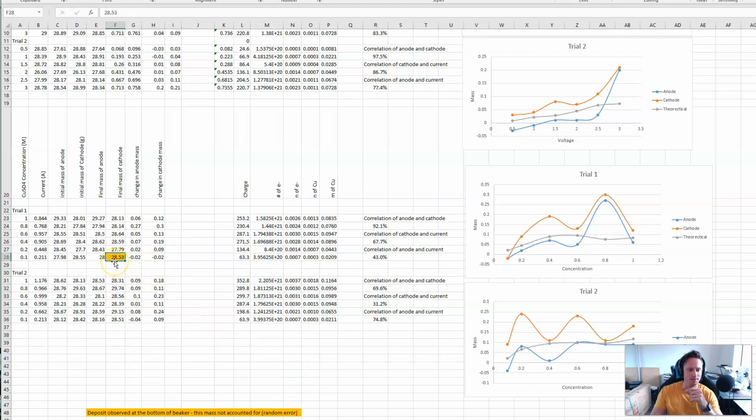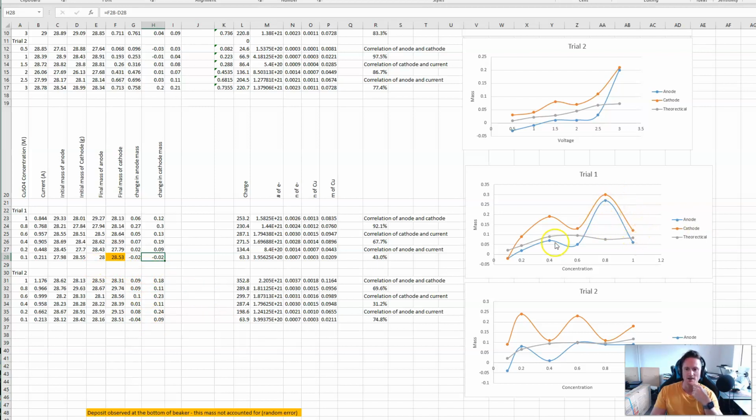So that mass wasn't accounted for in our weighing. It was lost, but it wasn't plated on where it should have been. So perhaps that has something to do with that difference with that anode mass there. And also with our cathode as well, that wouldn't have been added onto the cathode either.